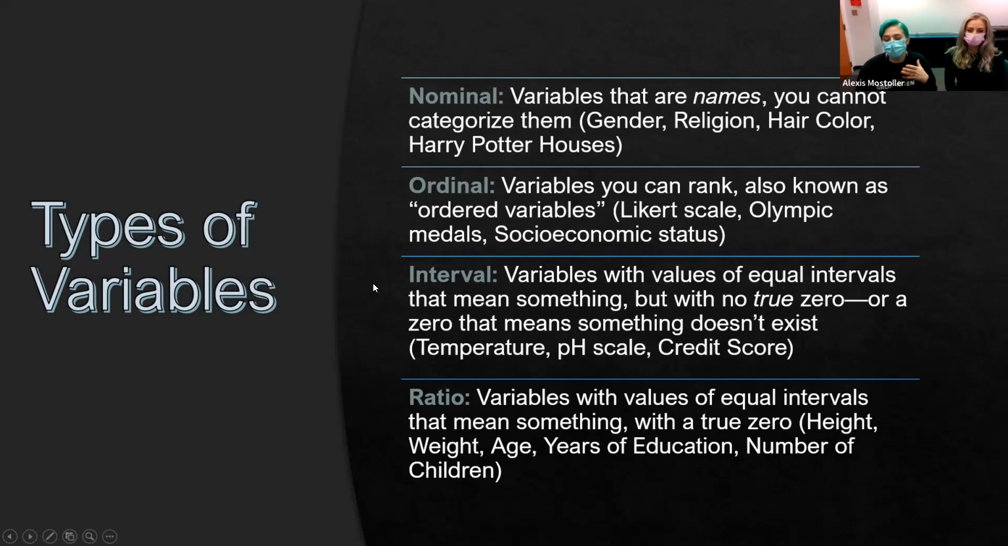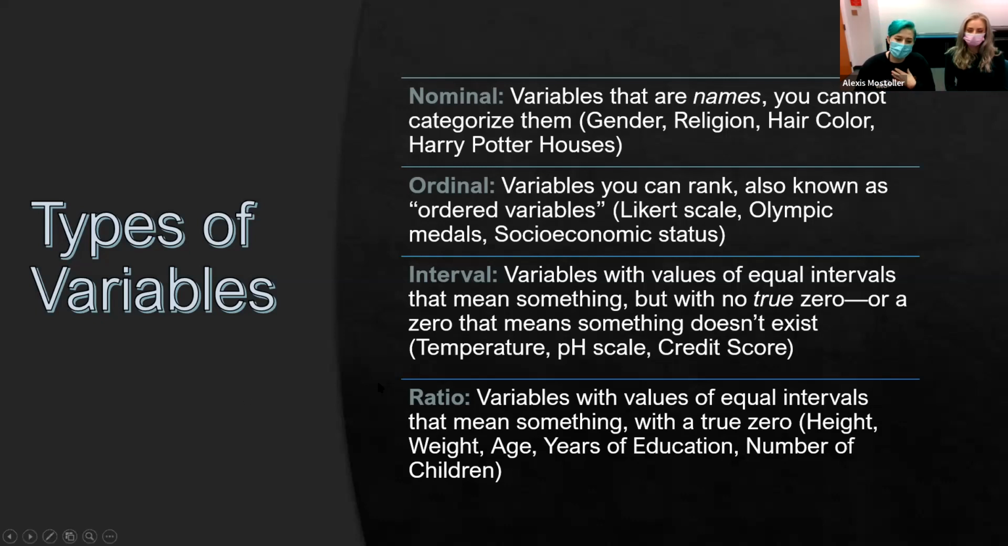Interval is where we do get those equal intervals. So you can have things like temperature, pH scale, credit score, numbers where a higher number for temperature does represent a hotter temperature. However, with interval, there is no true zero. So a temperature of 0 does not mean that there's no temperature whatsoever. It just means that it's cold. If your credit score is 0, that doesn't mean that you don't have a credit score. It just means that it's really bad.